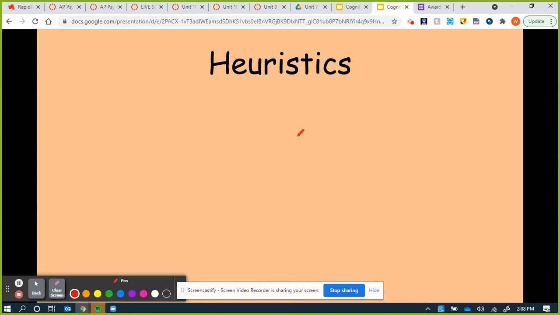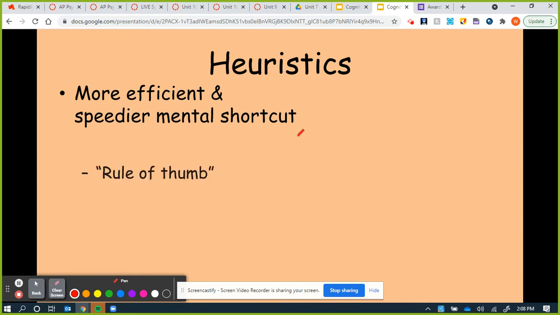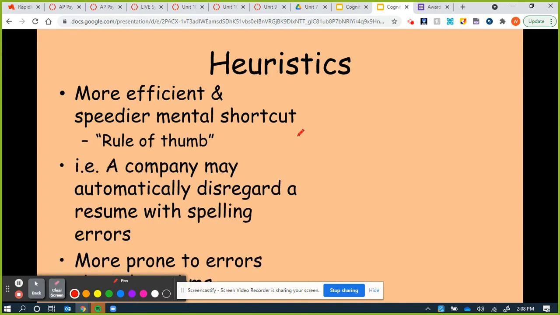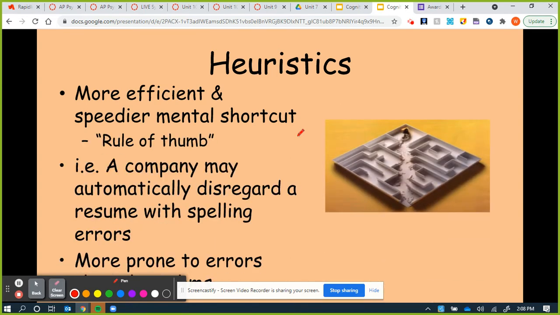So what we use most often is a rule of thumb, what is called a heuristic. A heuristic is a mental shortcut that is oftentimes correct, but not always.